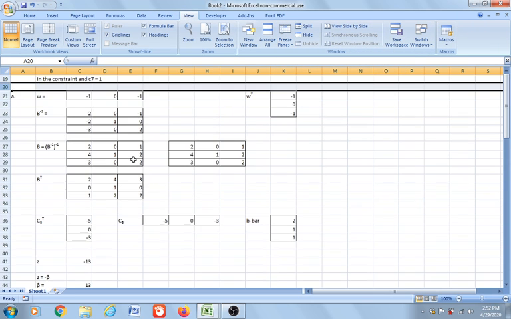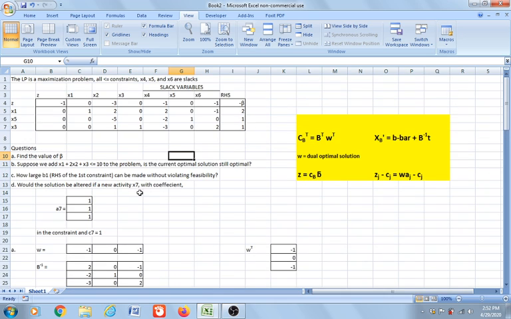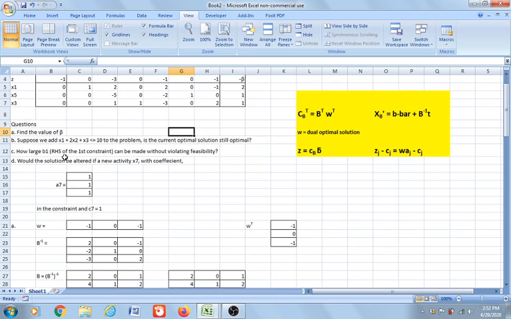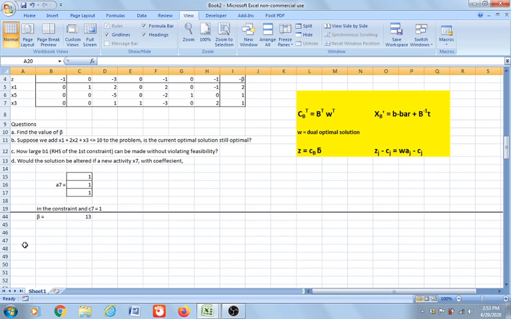Now, oh sorry. Now let's do problem B. Suppose that we add x1 plus 2x2 plus x3 less than or equal 10 to the problem. So we are adding a new constraint. Is the current optimal solution still optimal? So in order to do that, it is very easy to solve. Okay. So B.